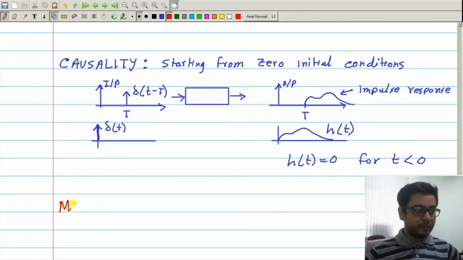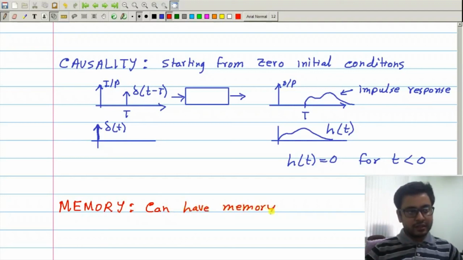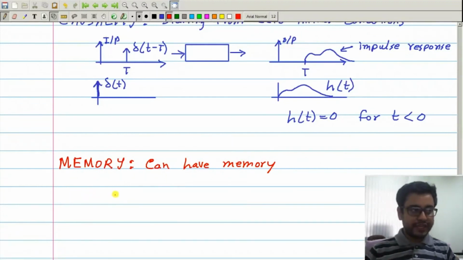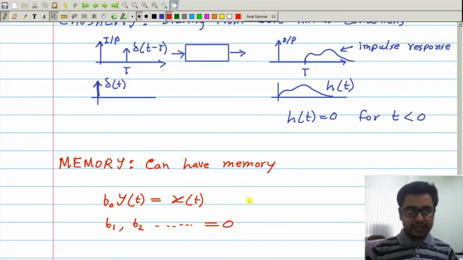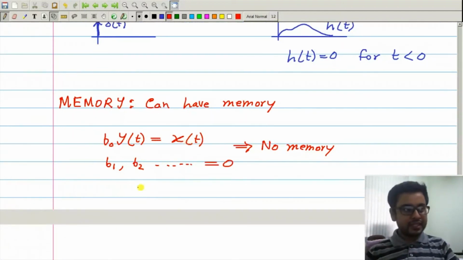Finally, let me talk about the memory. This kind of system can have memory unless you take the equation to be y(t) equal to b0 x(t), and if you take b1, b2, all other coefficients equal to 0. Unless you do that, the system can have memory. In this particular case, we will have no memory because the output depends on the input at that particular instant only. So we will have no memory, but in general we can have memory.